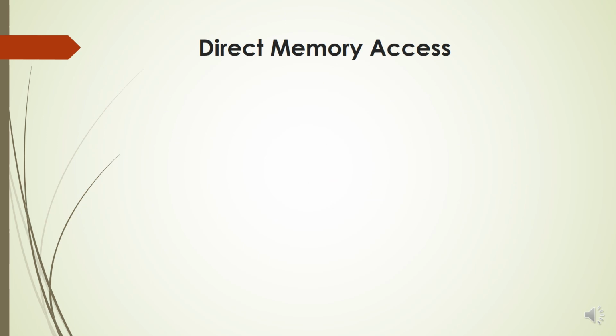Direct memory access, we simply call it DMA. DMA is designed to transfer data at a faster rate. Suppose there is a transfer that has to take place between IO and memory.